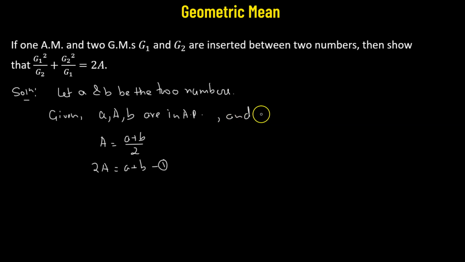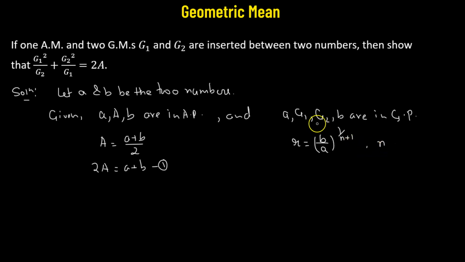And also it's given that we have two geometric means g1 and g2 inserted between a and b. So our first term will be a followed by g1. Then we have g2 and the last term will be b. So these four numbers are in geometric progression. So since they are in geometric progression, we can define the common ratio. So the common ratio is defined as the last term divided by the first term, raised to the power of 1 over n plus 1. So here n represents the total number of means that are inserted between a and b. So that value is equal to 2. So that means our r value is equal to (b over a) raised to the power of 1 over 3.